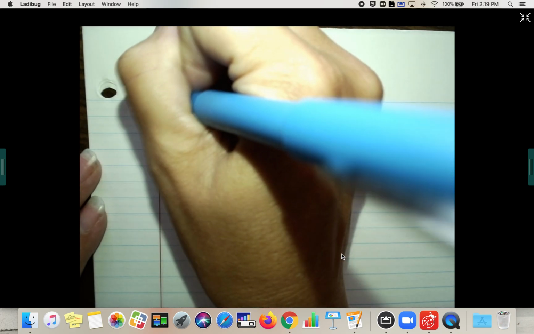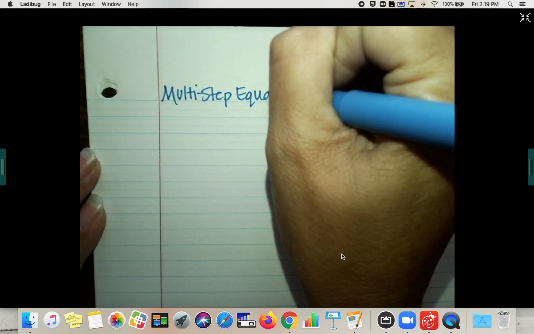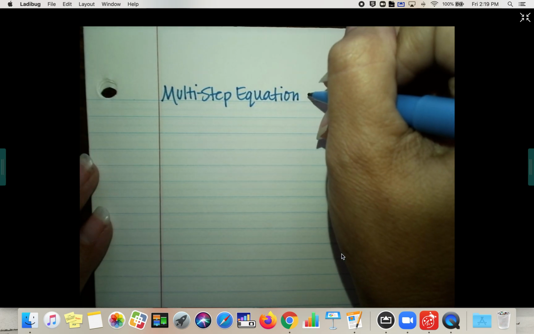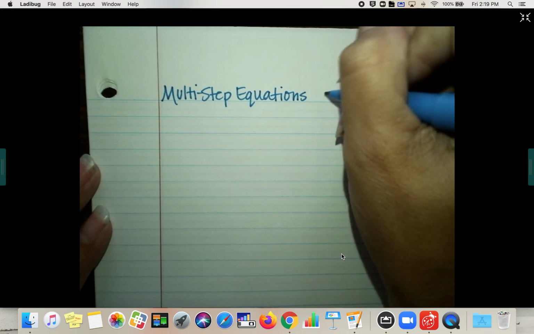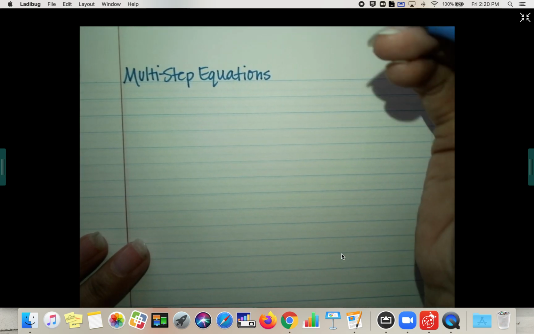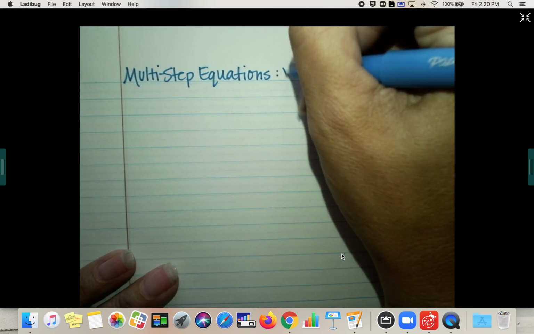Start a new lesson in algebra. This is going to become a lesson on multi-step equations. You guys will just need to write this in your spiral. Keep it, if you have loose paper, that's okay too. But it is good to keep track of everything. Multi-step equations, we're going to also look at variables on both sides.